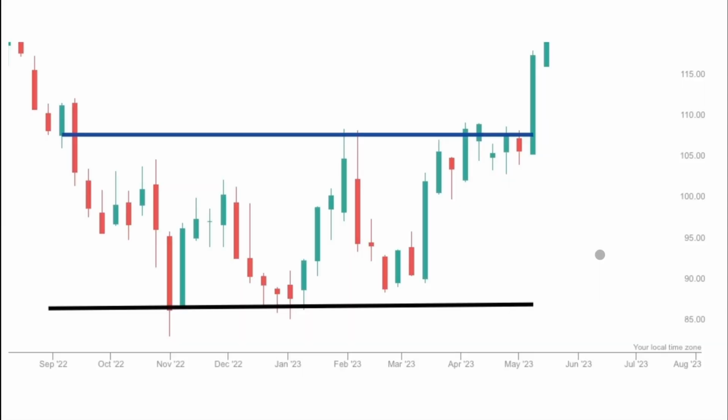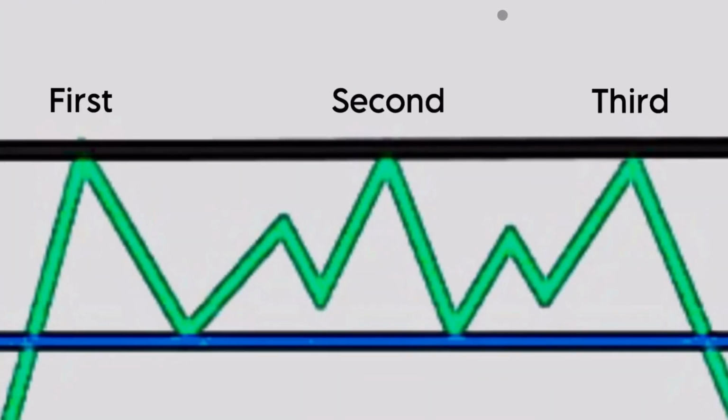Here's an example of a Google chart from earlier in the year. As you can see, three similar lows were formed, and then the stock goes over the neckline after rising up from the third low, which leads to the stock breaking out. This fourth pattern is known as the triple top pattern.